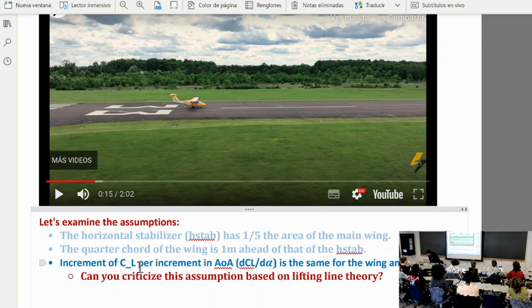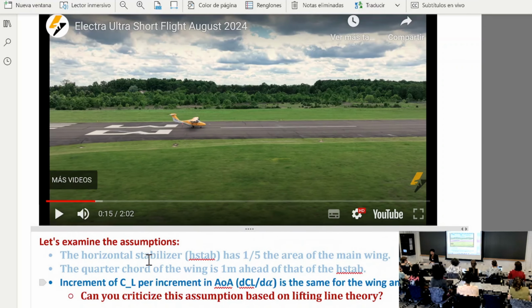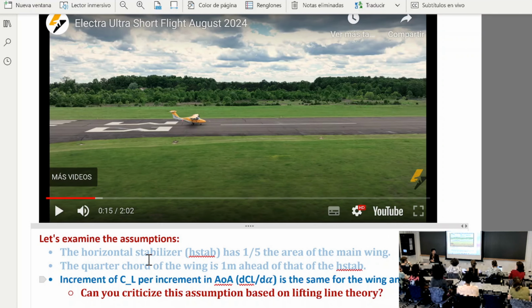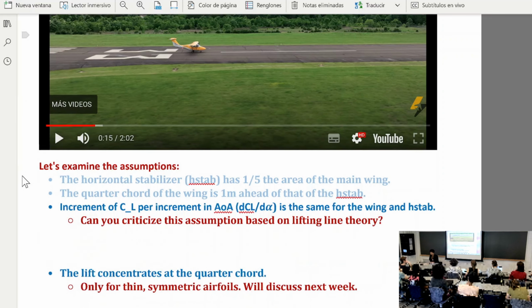Okay. So this is how lifting line theory affects longitudinal stability. And this afternoon we are going to look at AVL, using software to actually calculate quantitatively, for example, how different designs and different flight velocities would affect longitudinal stability.